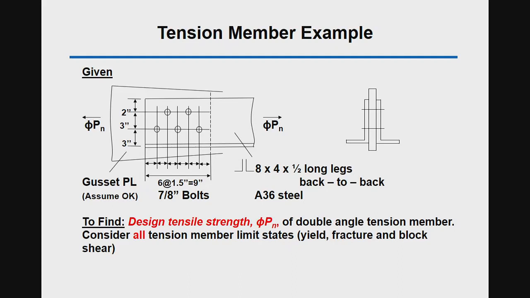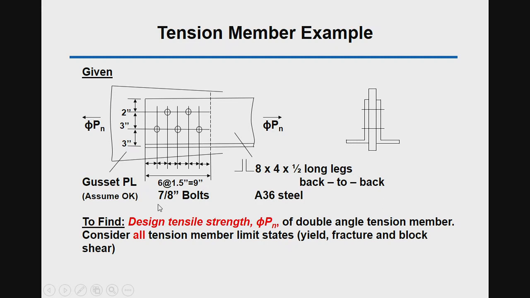Hello everyone. In this video, I'm going to show you how to determine the tensile strength ϕPn for a double angle tension member. In this example, the double angle tension member was bolted to a gusset plate back to back. The dimension of the double angle is 8x4 by 1/2, which means one leg is longer than the other. It is made of A36 steel.